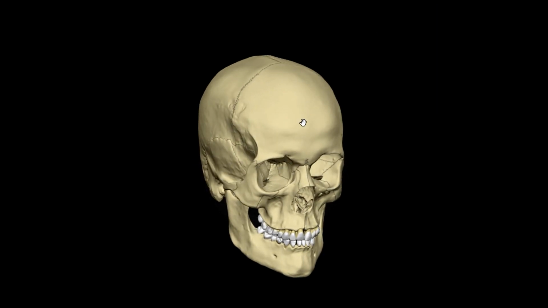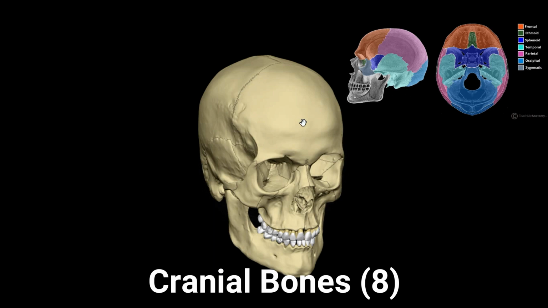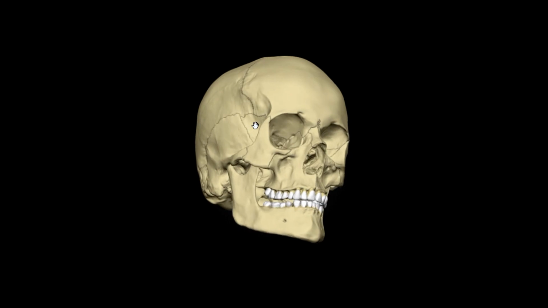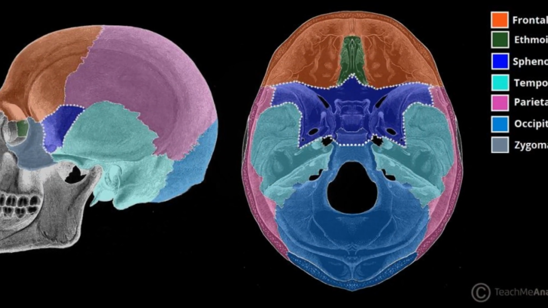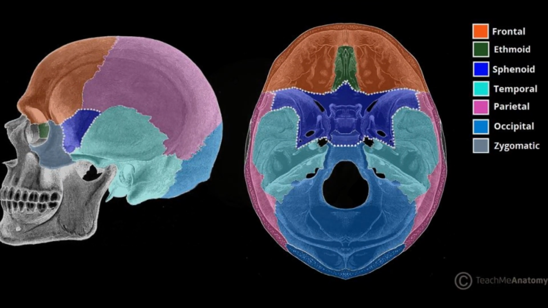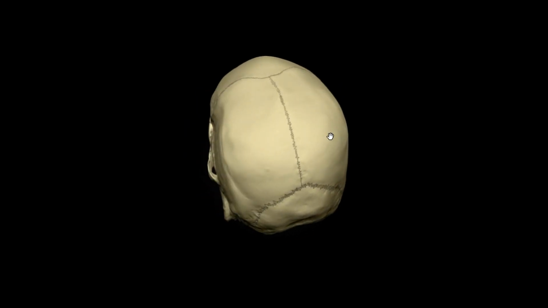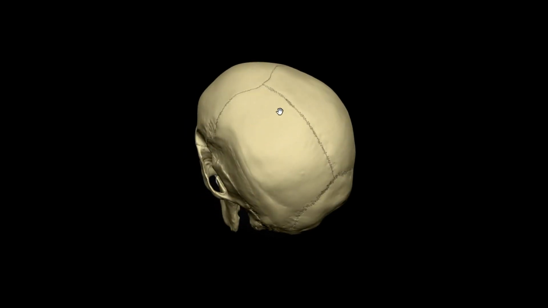Then we go to the cranial bones, which are 8 in number. First we have the parietal. Now from the model I will show which is the parietal. This one. This here is the parietal. There are a total of 2 parietal bones. One here and the other in the next half. So this is the parietal bone.